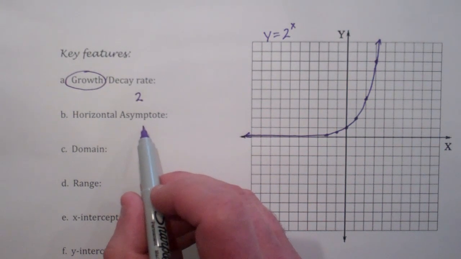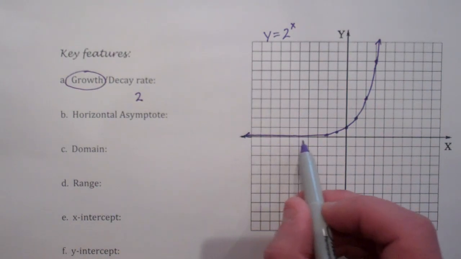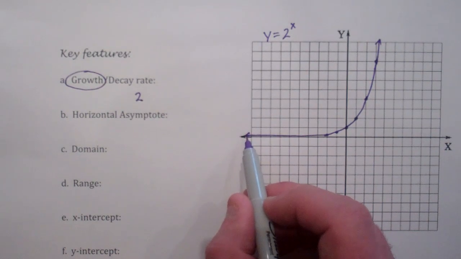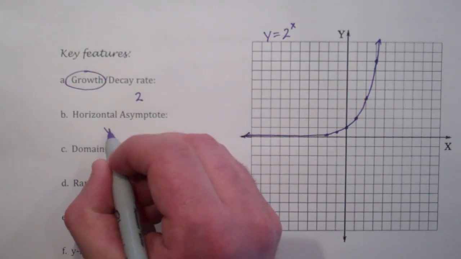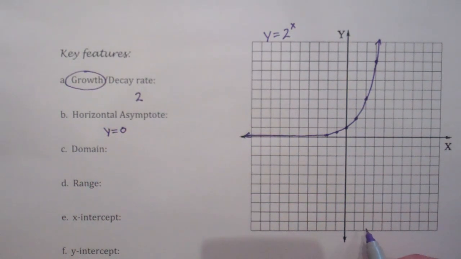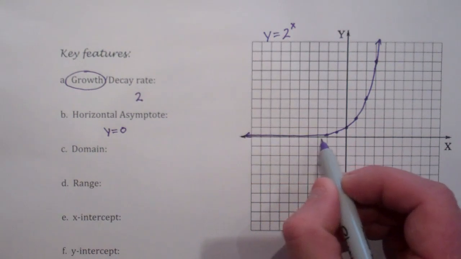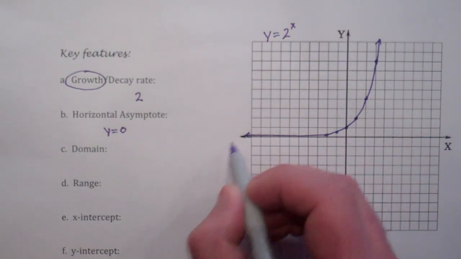The horizontal asymptote is the imaginary line that the function approaches or gets close to. On this side, it's the left-hand side only. And that imaginary line that the function gets close to or approaches is y is equal to 0. Some people will even graph the asymptote here by doing a dashed or a light line to indicate that's where the asymptote is.